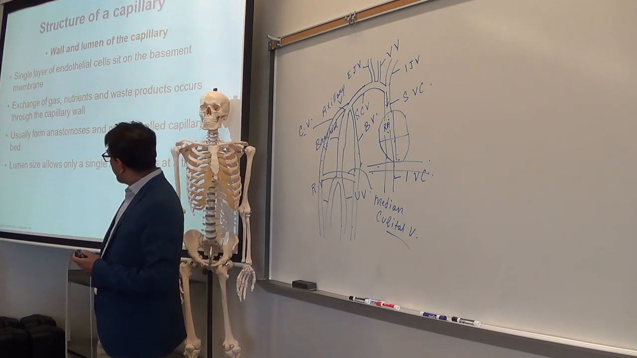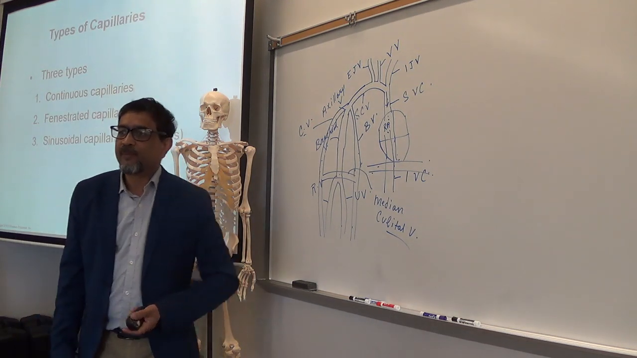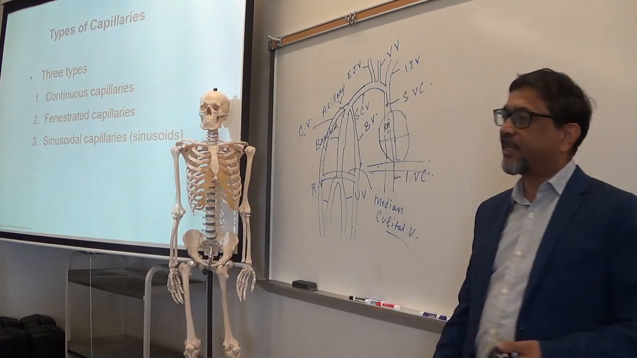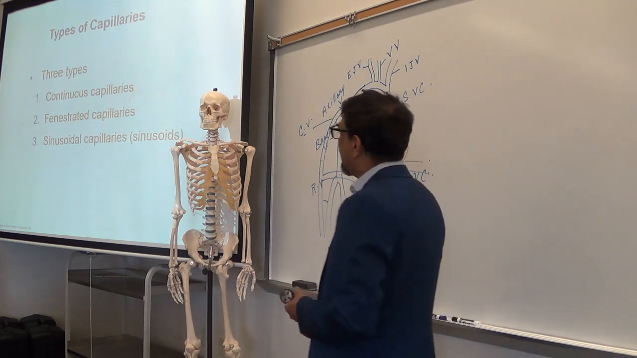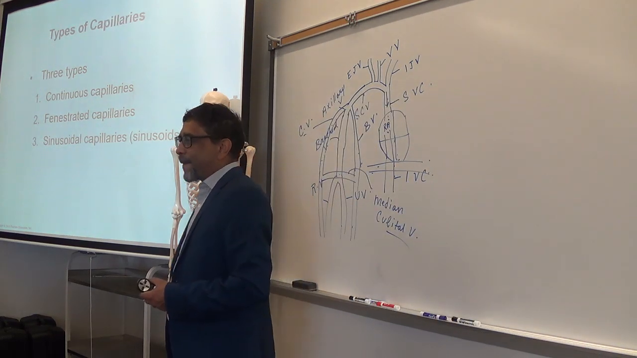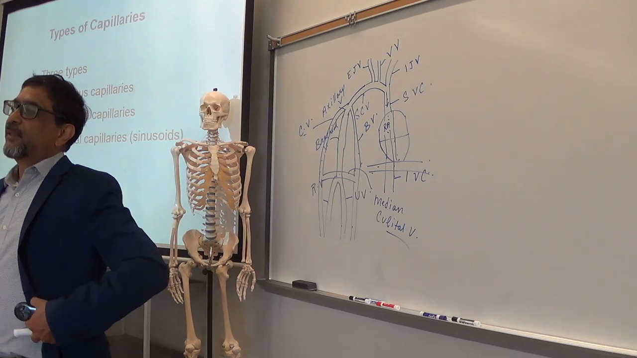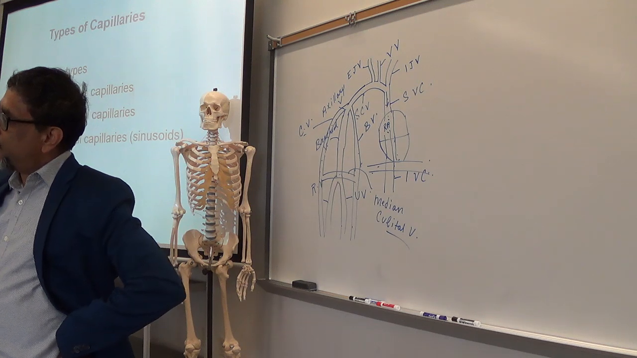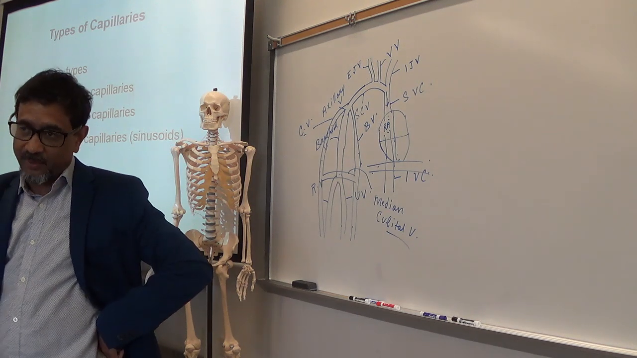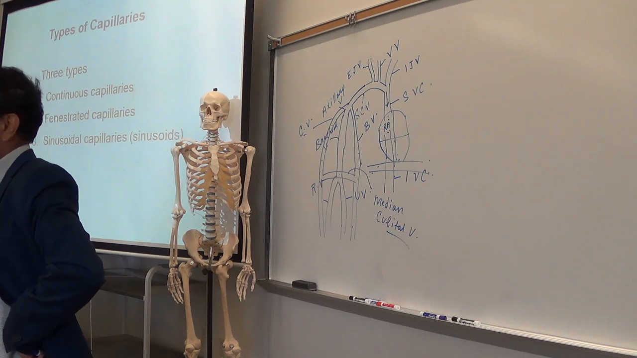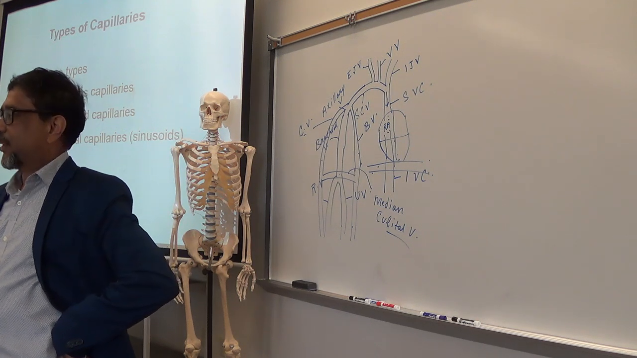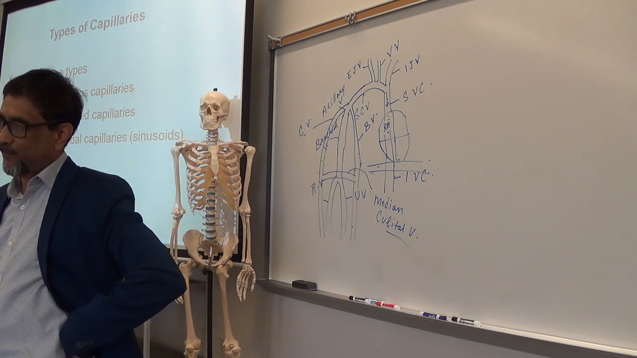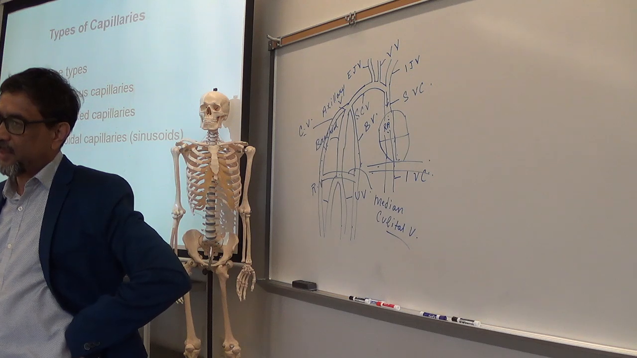Now, there are three types of capillaries. Continuous capillaries, fenestrated capillaries and sinusoidal capillaries. In three types of capillaries, the number and size of holes or pores, remember this one, is different. The number of pores is different, the size of the pores is different. Okay?